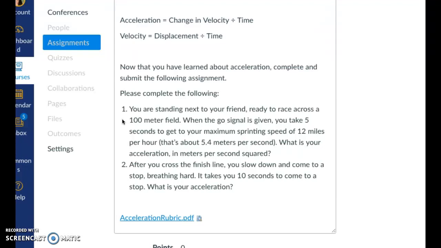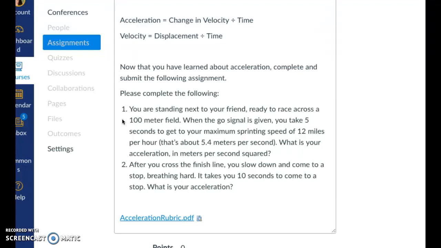All right, so looking at number one, you are standing next to your friend ready to race across a 100-meter field. When the go signal is given, you take 5 seconds to get to your maximum sprinting speed of 12 miles per hour. That's about 5.4 meters per second. What is your acceleration in meters per second squared, okay? Our answer when we're talking about acceleration is always going to be meters per second squared. That's just how the answer is going to be written.